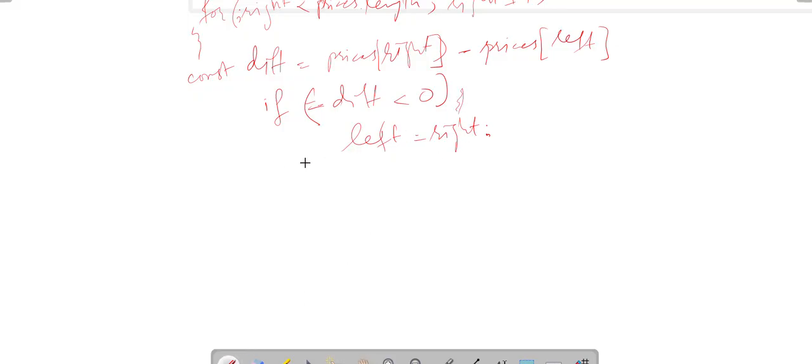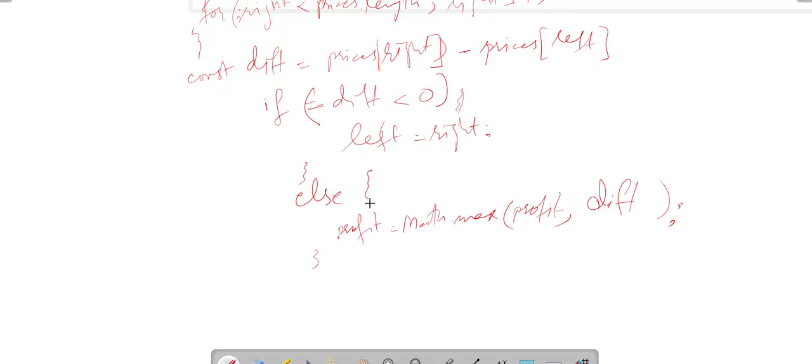And what happens next? In the next iteration, when this is not true, what do we do then? Well, then we need to update the profit. And how would we do that? Well, we do that by comparing the existing value in the profit with the new profit. Diff, yeah, that's the profit. So we don't need to recalculate this thing. We have it in the variable, so that's good. And then the loop ends.